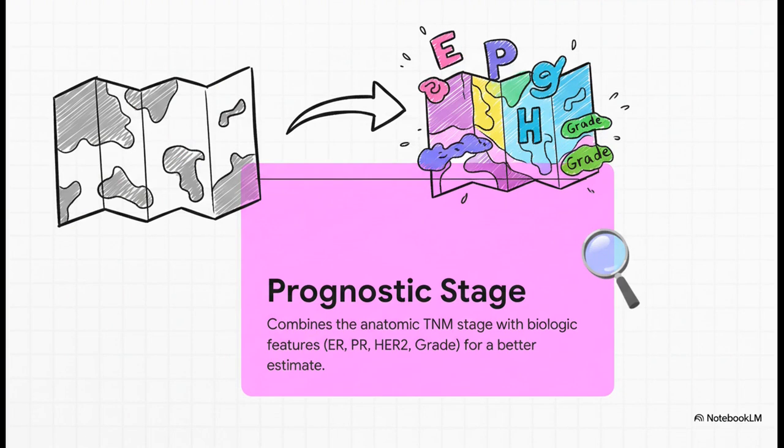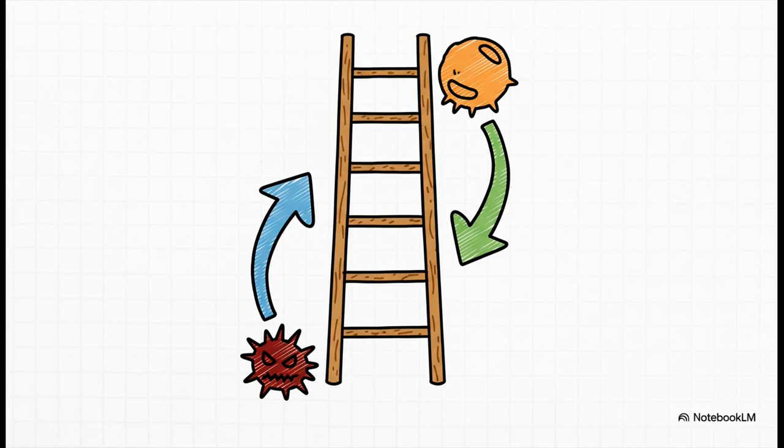The modern way of doing things is called the prognostic stage. This is so important. We don't just use the old TNM system on its own anymore. We integrate it with all that biological data we just talked about, ER, PR, HER2, and the grade. What you get is a much richer, much more accurate prediction of what's going to happen. And this has real-world consequences.